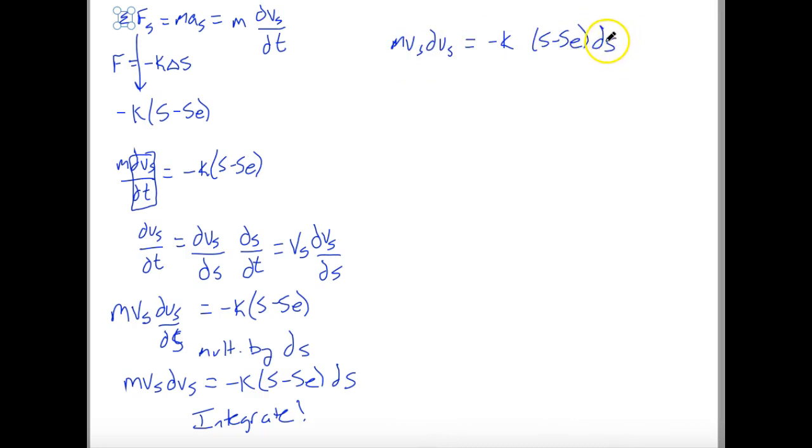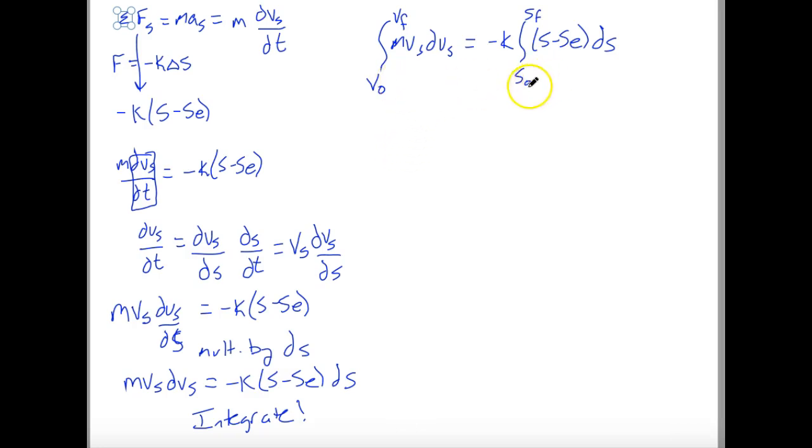And so now we can integrate because we have our two things that we want to go through and use our integration rule on. So we're going from an original speed to a final speed, and we are also going from an original position for the spring to a final position for the spring. So that allows us to integrate both sides. If we had the original equation, we can't integrate both sides. Now we can because of the chain rule and multiplying through by ds, which makes it a lot easier.